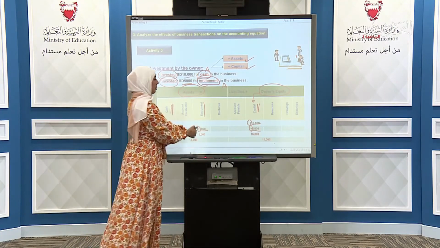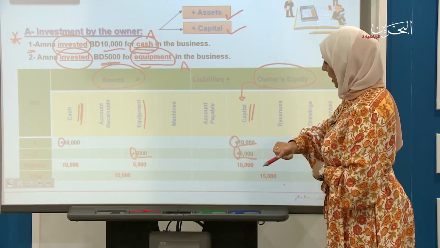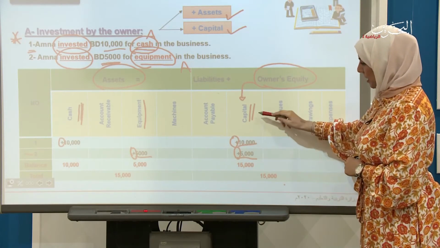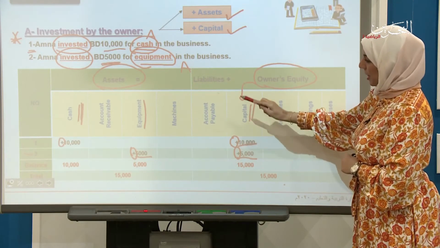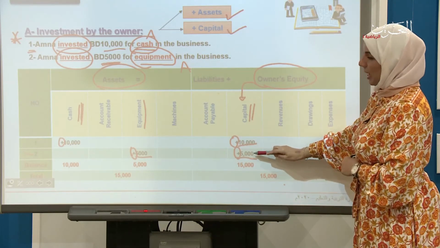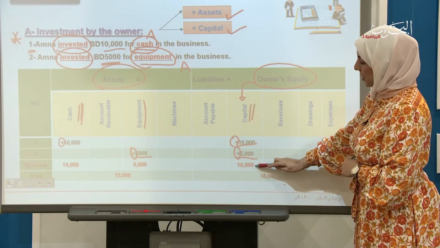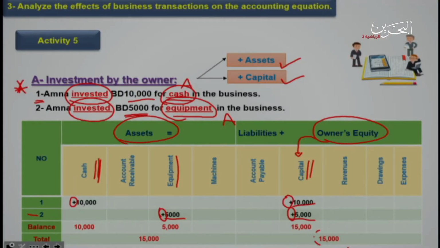Moving to the other accounts, I don't have any transaction related to machine and account payable in the liability section. Shifting to the section of owner's equity, under the capital, I start in transaction 1 with 10,000 and then moving to the second transaction my account increases by 5,000. So at the end, I reach 15,000, 10,000 plus the 5,000. It will be the total. In the owner equity section, the total will be 15,000 because I don't have other figures in this section.